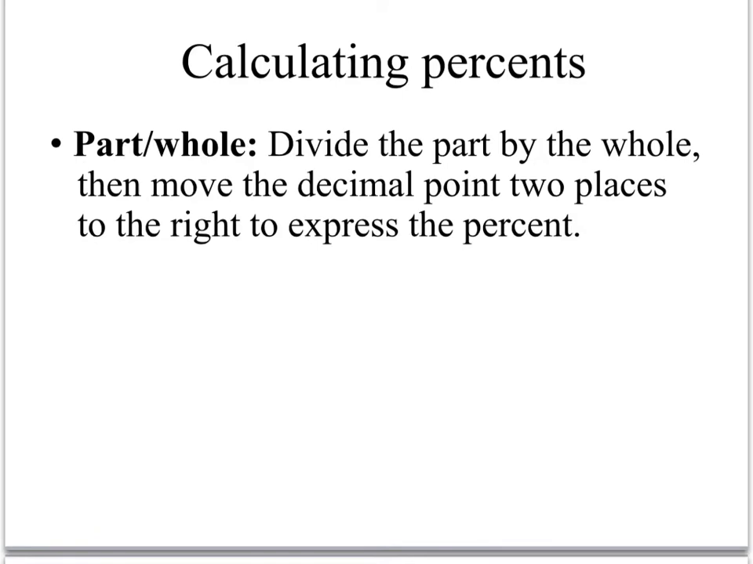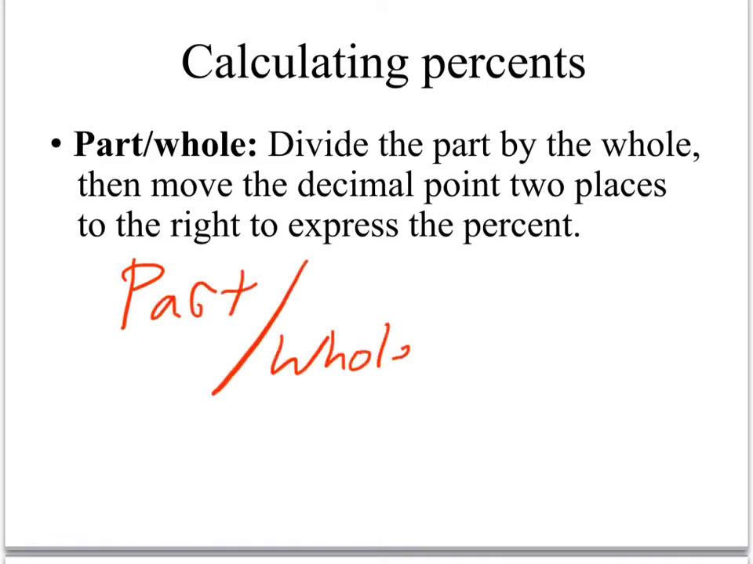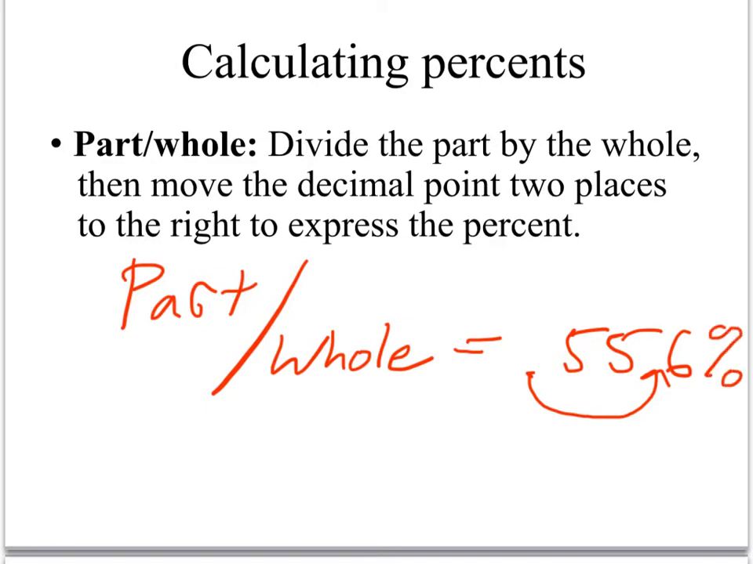When you're doing the part and the whole, this one's easy. You don't have to do any subtraction. All you do is you take the part, you divide it by the whole, you'll get a number that's a decimal. Something like that. You move that decimal point 2 places to the right, and you get the percent.